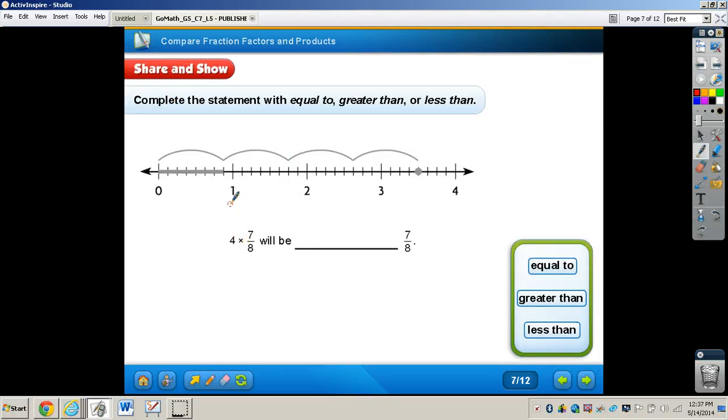So let's take a look at this share and show on page 309. We have 4 times 7/8, and the first thing you need to do is find 7/8 and then shade that from 0. And then what you have to do is multiply 7/8 times 4. We can see right there that that gives us 3 and 4/8, or 3 and 1/2. So we can see easily that 4 times 7/8 will be greater than 7/8.